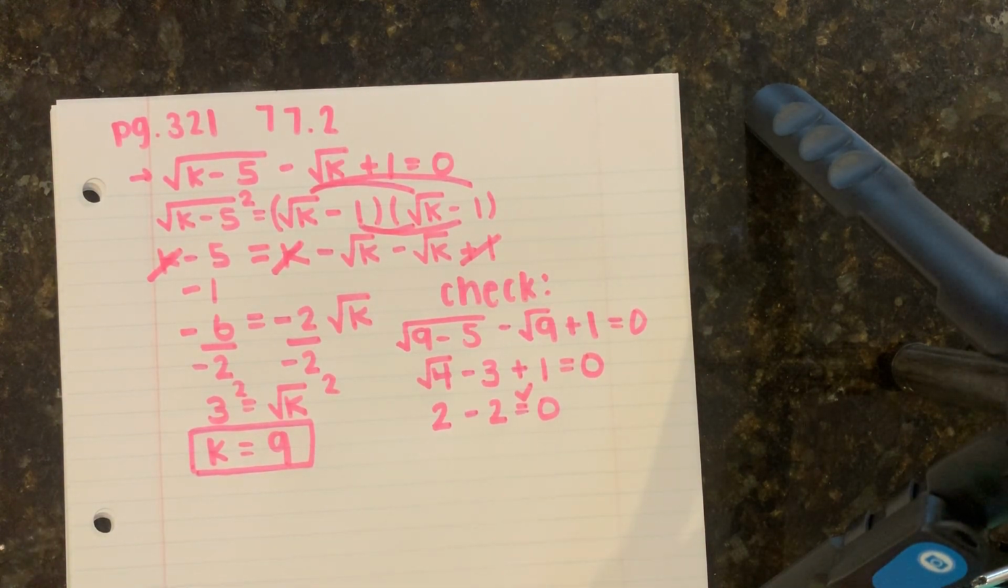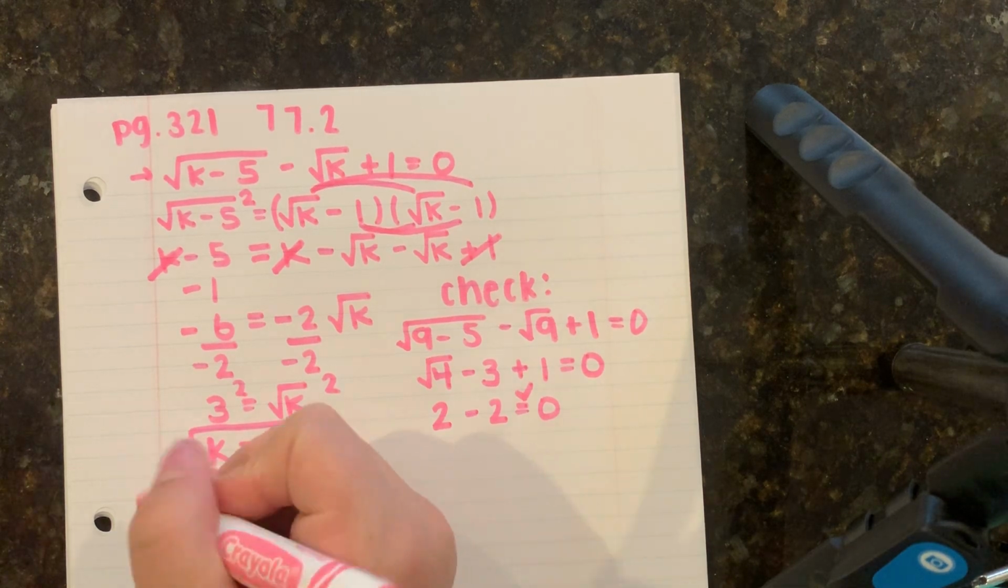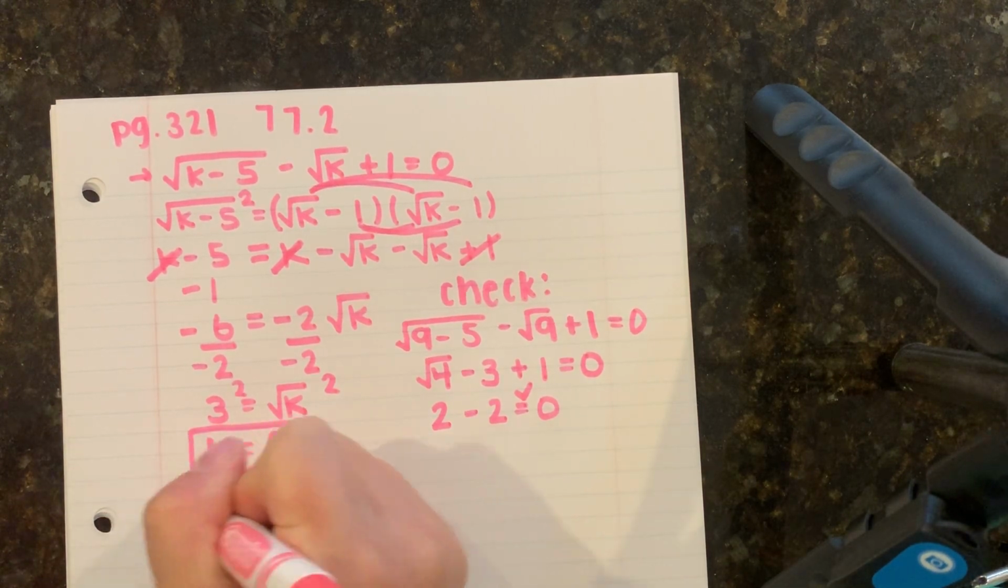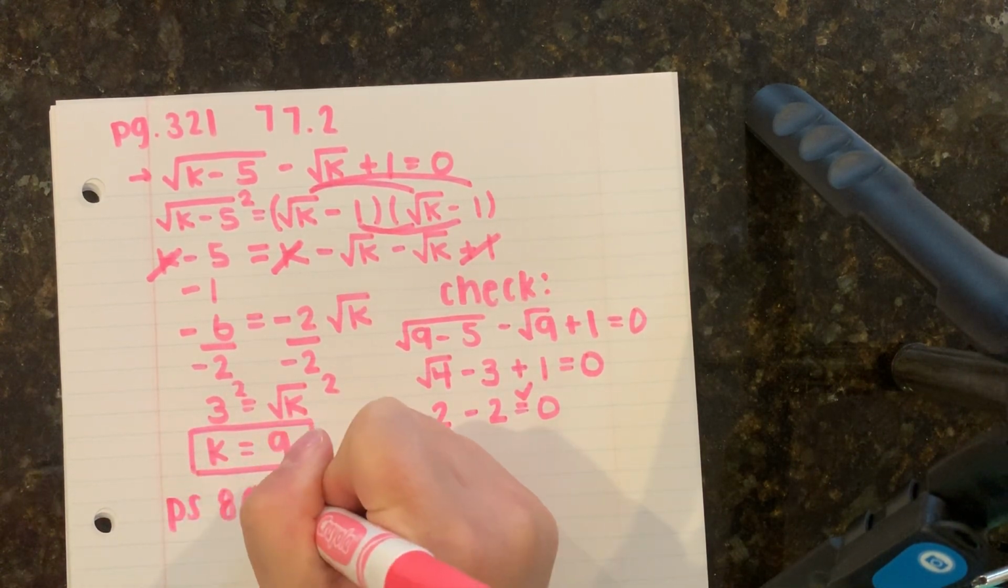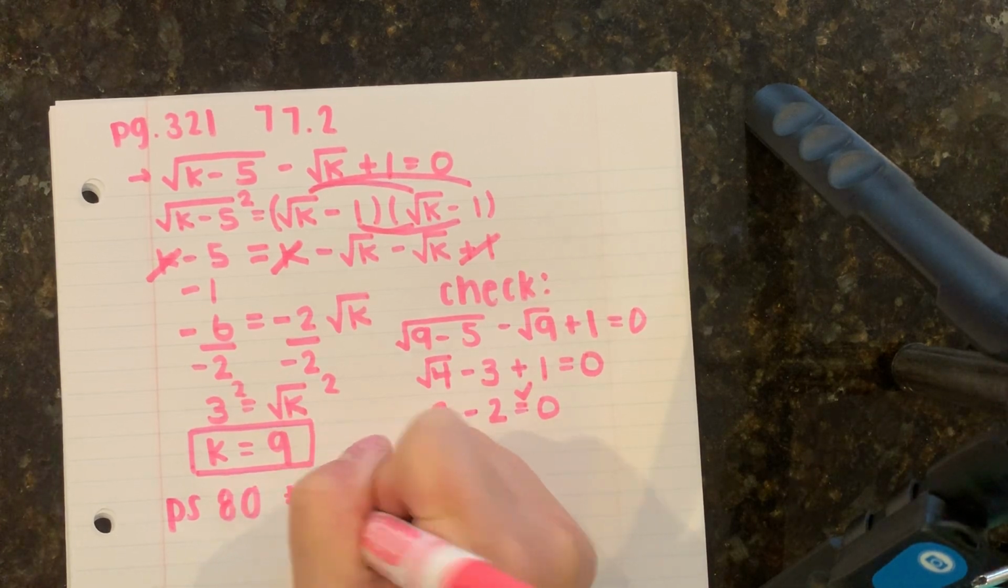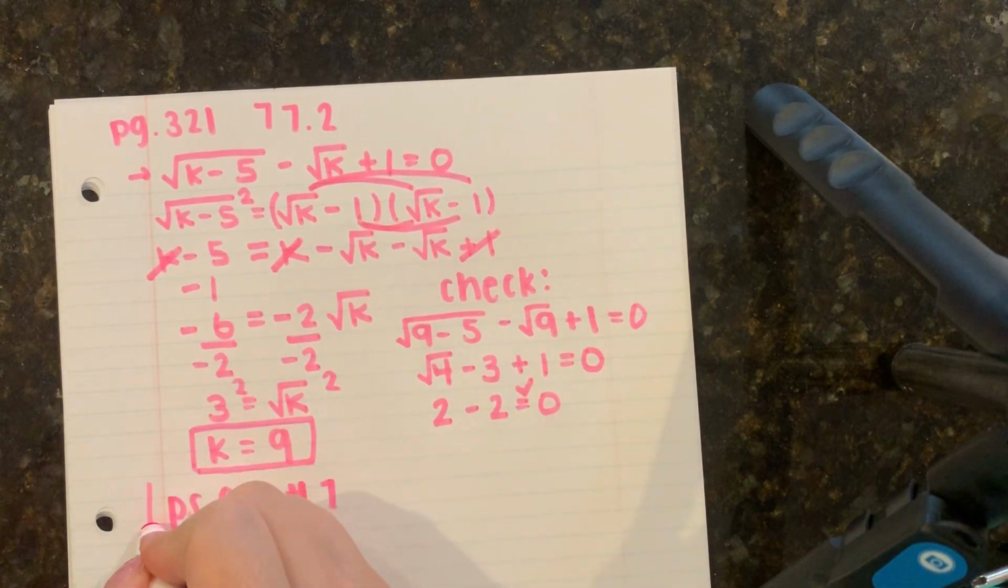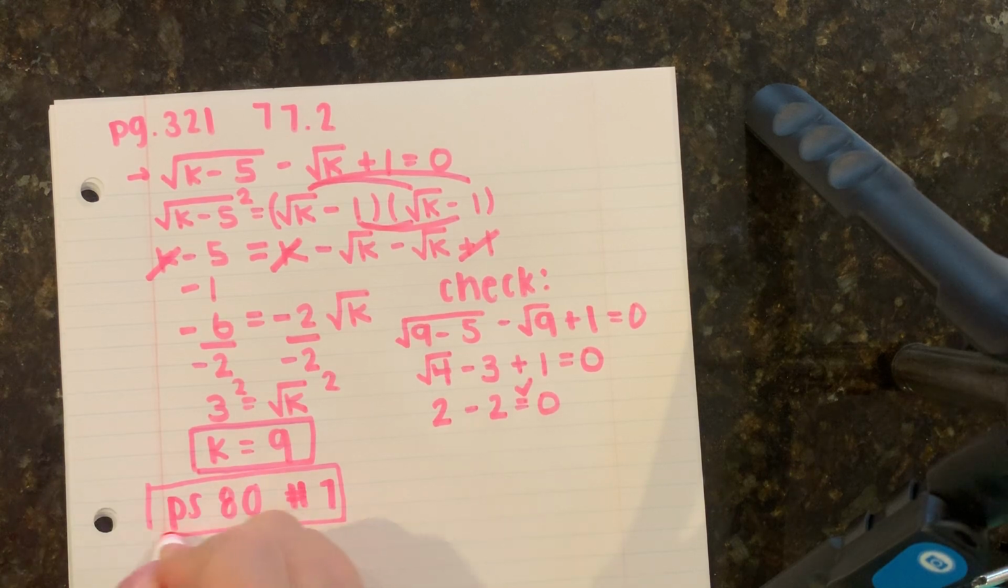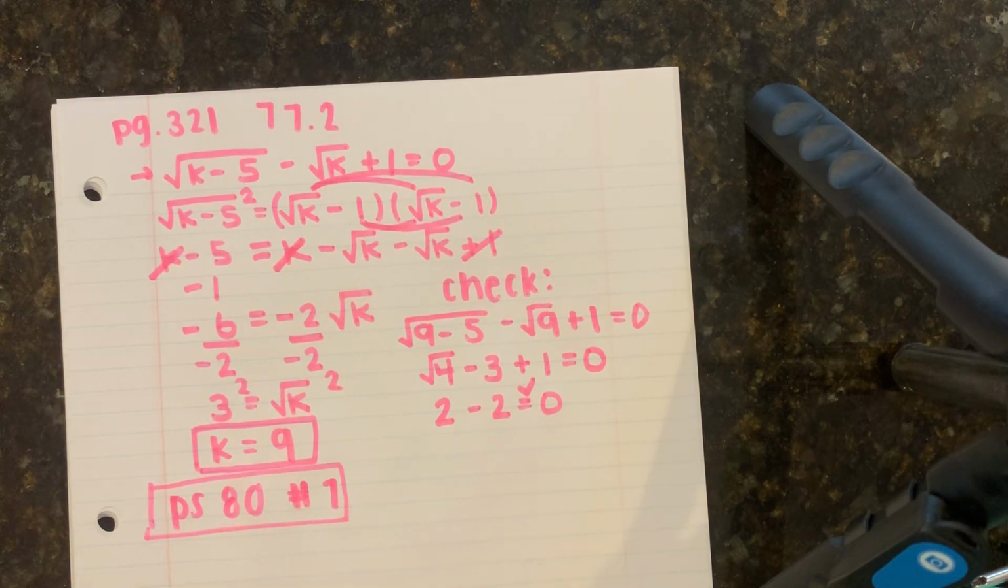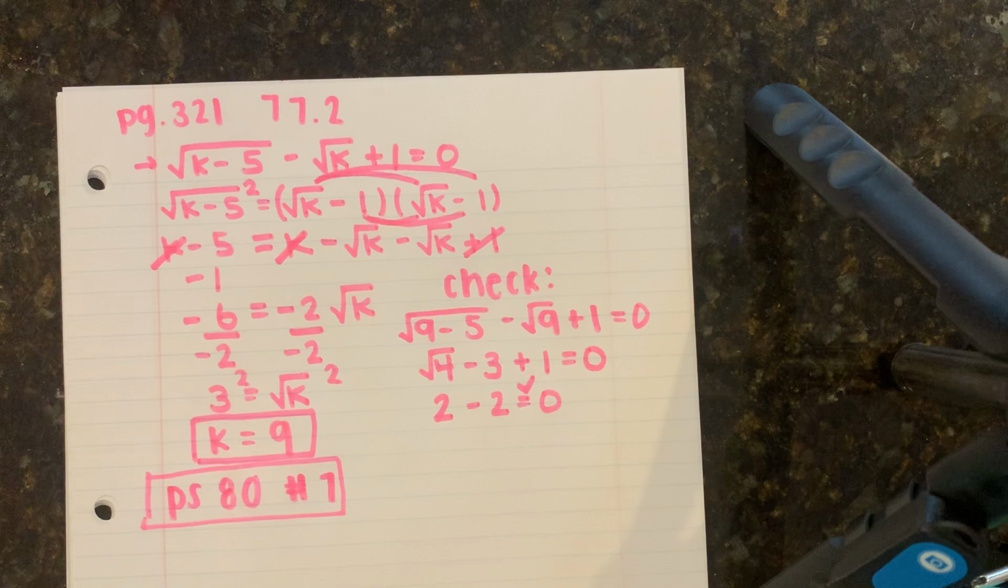Now I want you to try a problem like this one. So I'm going to give you problem set 80, number 7, so that you're able to check your answer in the back of your book. Unless otherwise specified, you are able to check your answer in the back of the book for the problems that I am giving you to practice.